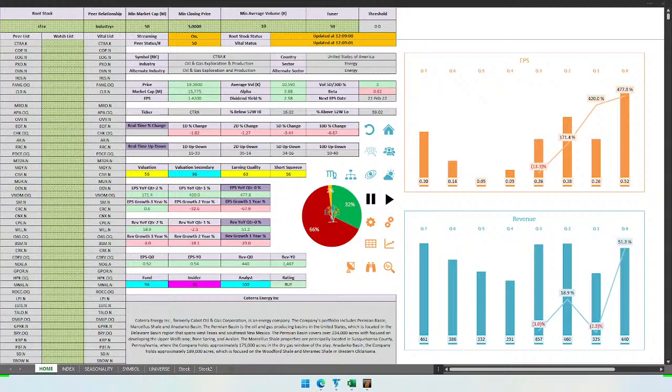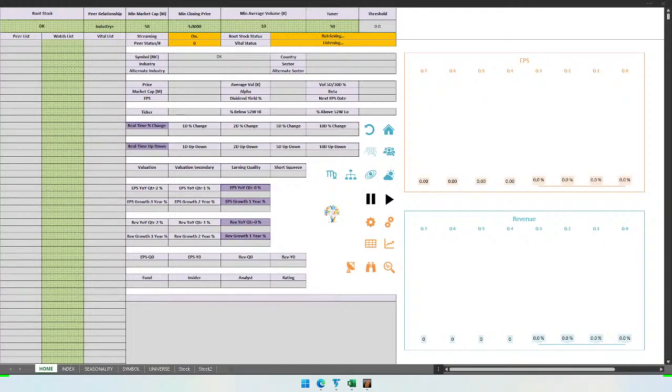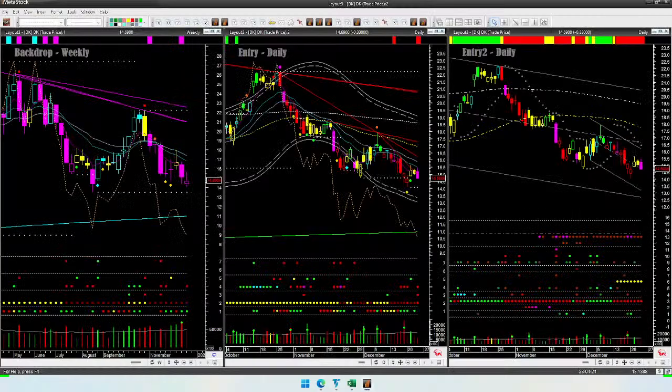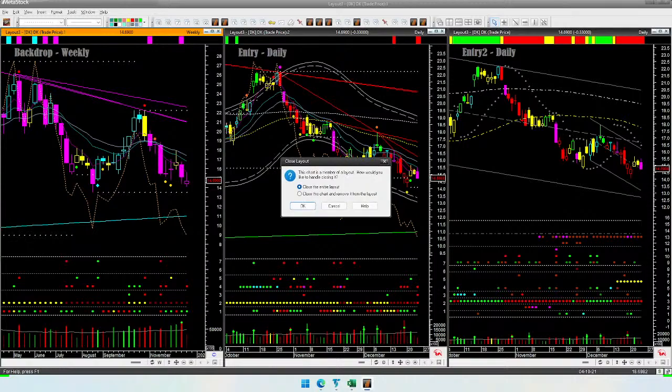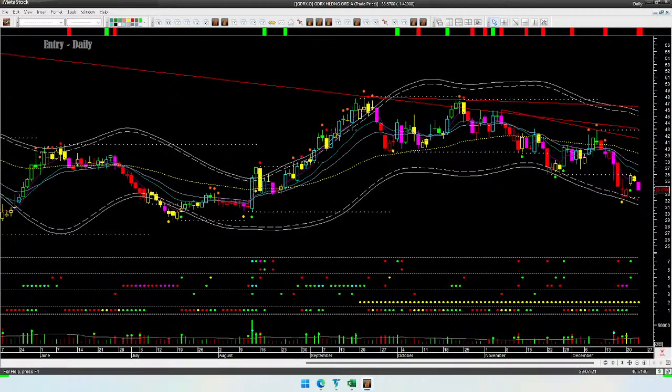Instead, let me look at the stock DK. DK is also giving a go with flow short setup. I am using Vital to calculate the scorecard, and meanwhile I'll go back to the charts to look at the next stock. Close DK. Next stock with a shorting opportunity is Gdrx, growth flow trend following short opportunity.